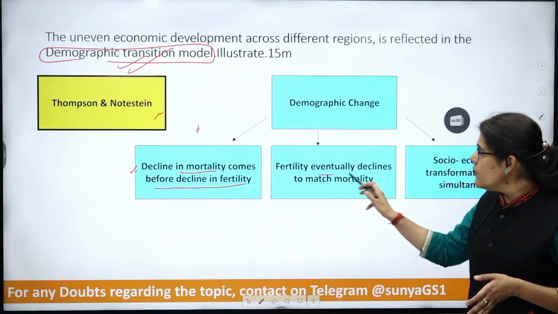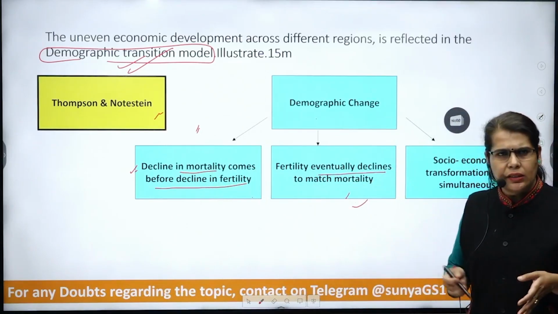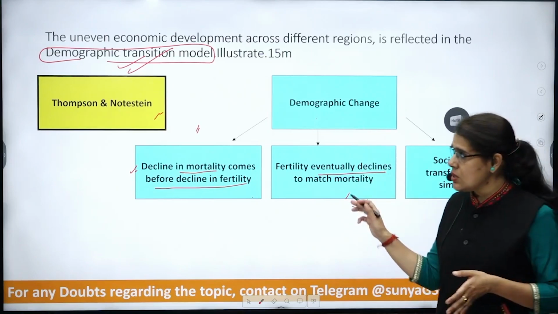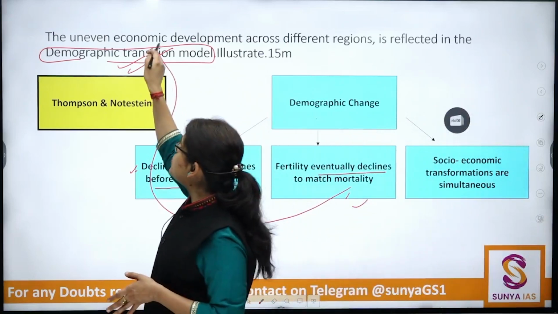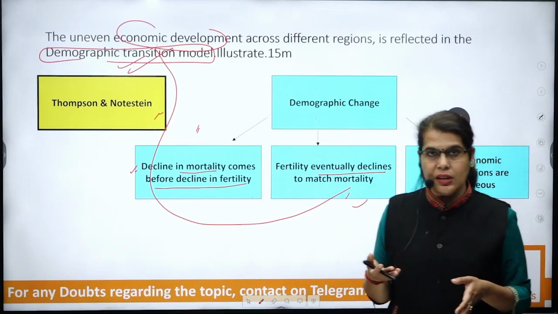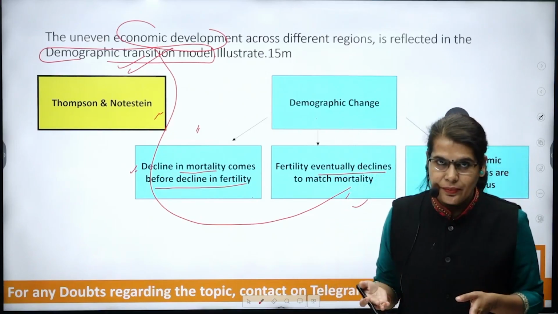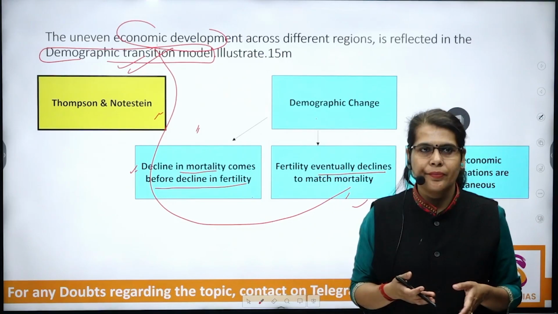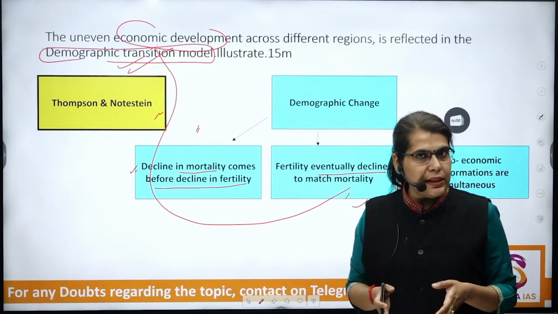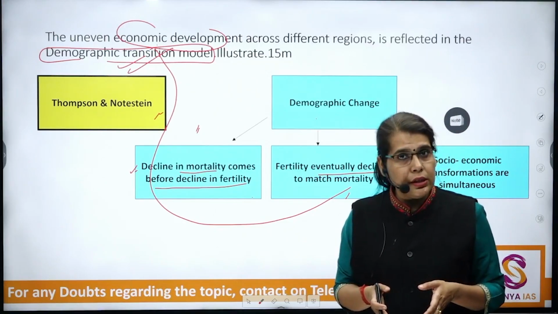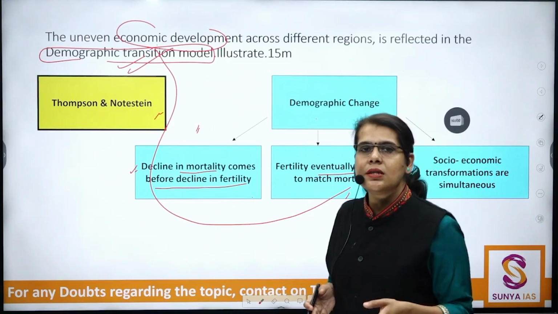Fertility eventually declines to match mortality. That will happen gradually, which again is associated with multiple factors, which are also associated with the economic developments. So for example, when we are talking about the third stage, then we witness a certain decline in the fertility rates. Now that decline in fertility rates, can we say that is associated with the changes in the literacy rates?